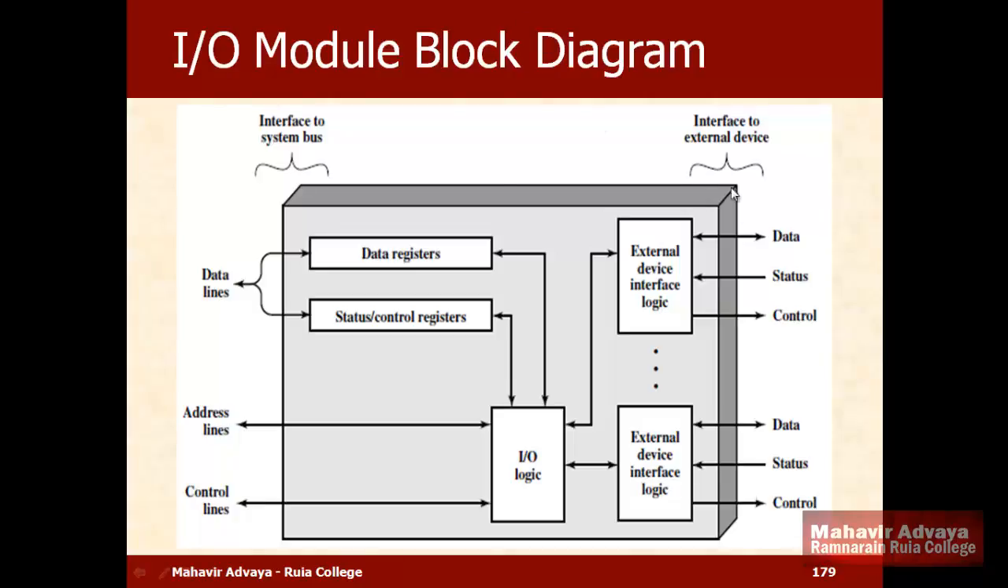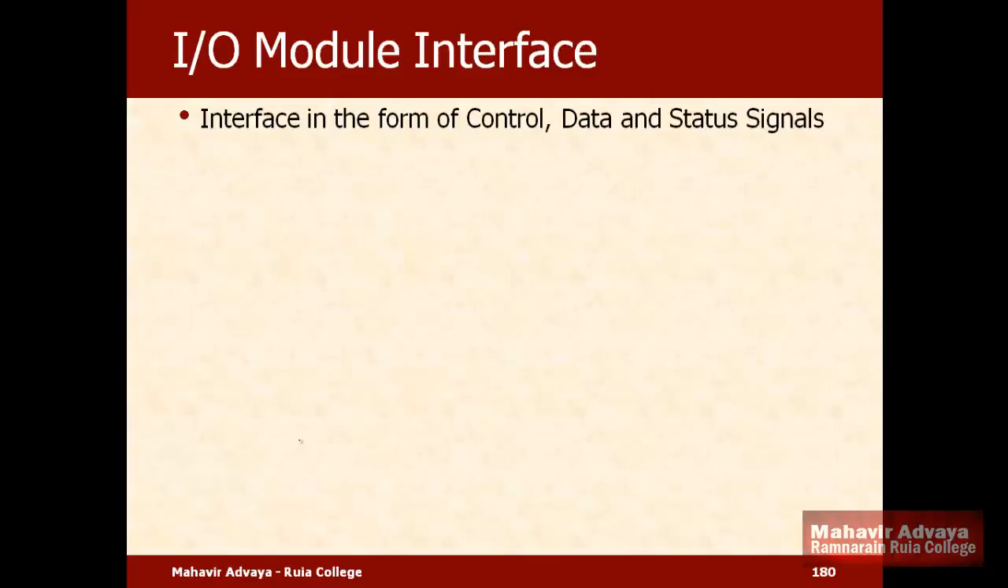On one end, it acts as the interface to the external device, and also it acts as the interface to the system bus. So the data moves to and fro with the help of the input-output module between the peripherals and the system. So it acts as an interface in the form of control, data and status signals.